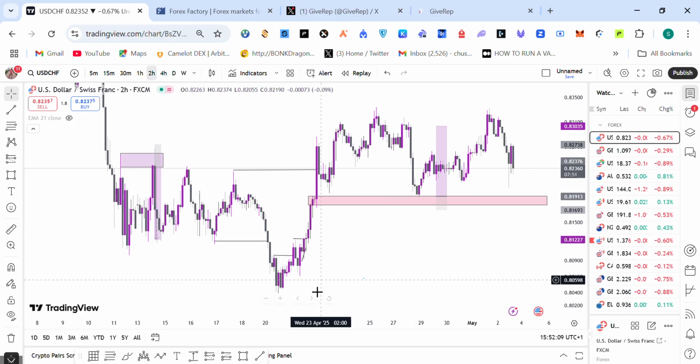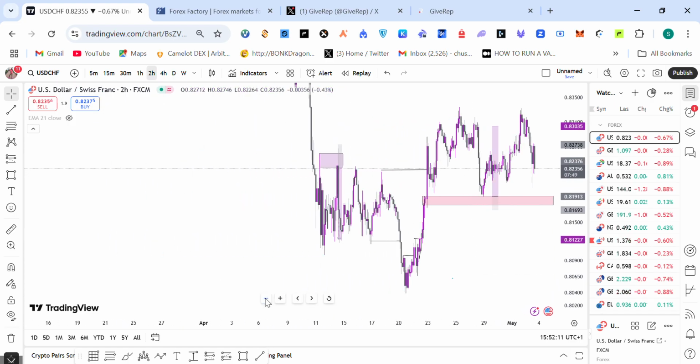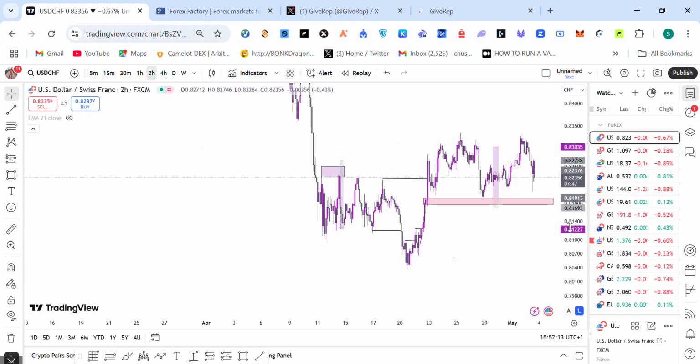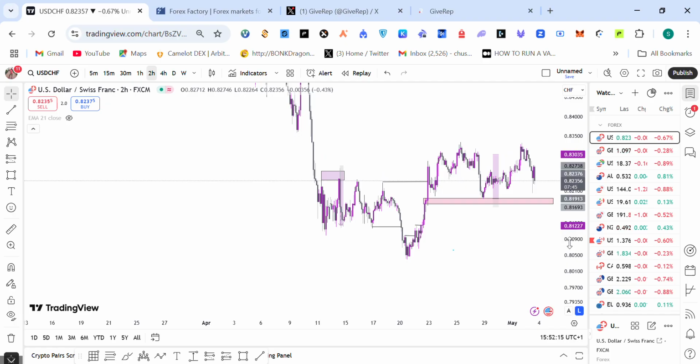So this is what market structure is. It is not difficult. Just look at zones that are not supposed to be broken, that were broken.